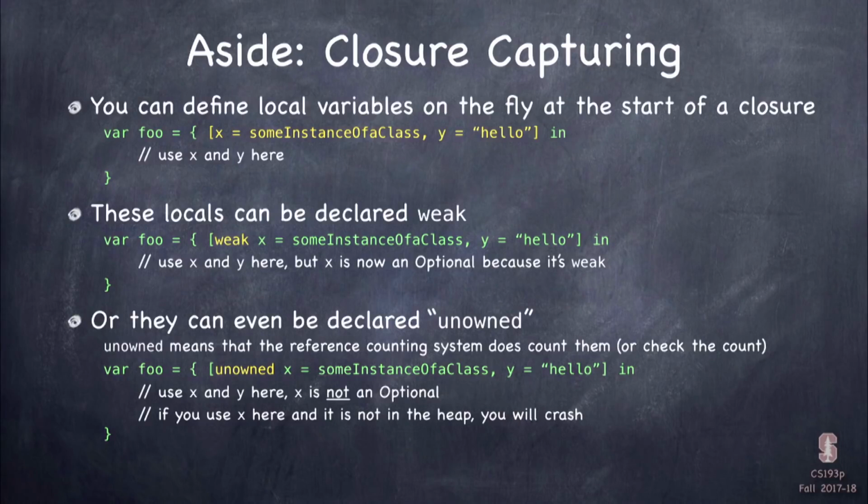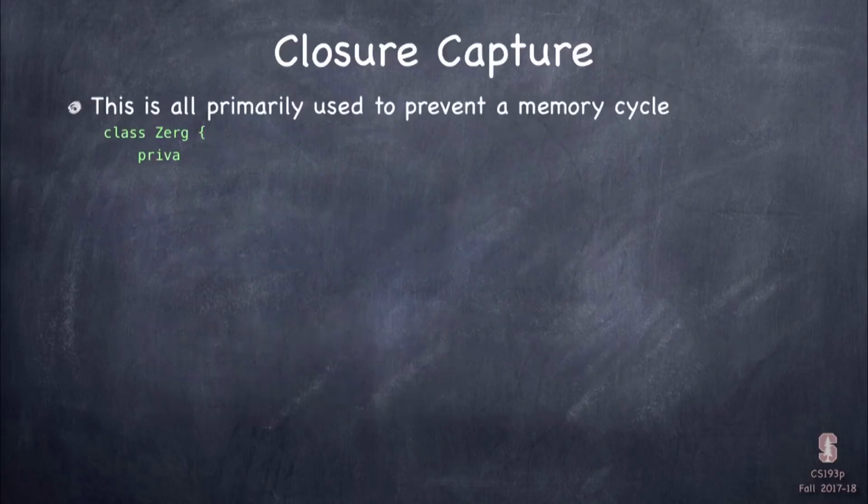So why is it valuable to do weak and unowned? Well, because weak and unowned variables, whether they're these little locals or not, don't keep other things in the heap. They're not strong. They're weak or even unowned. So we can use that to break these memory cycles.